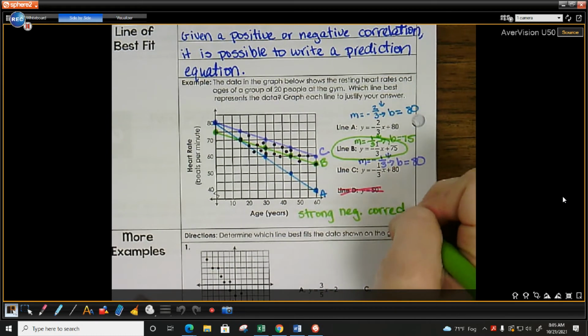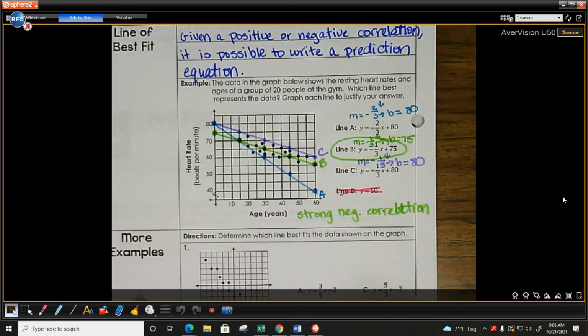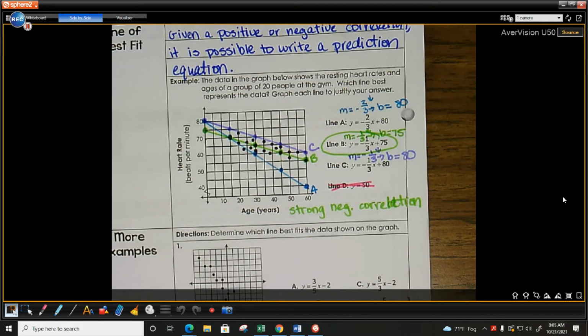Strong negative correlation. All the points are very close to that line. The more scattered out the points get, the weaker the correlation gets. The tighter or closer they are to a line, the stronger it is. Okay, we good? Okay, let's do the next one.